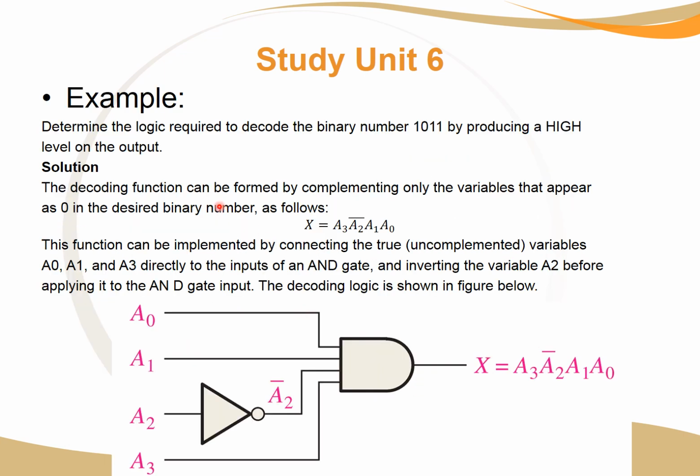So now I have another little example. We have to determine the binary number 1001 by producing a high level on the output. So we write down what we need, and then we say, okay, this must be a 1, and there must be a 1, and that is a 0. So we invert only the A2 into the 4-input AND gate. So you have an AND gate with the number of inputs matching the number of bits, so it's a 4-input AND gate, and only when this code is passed as the inputs, it will be a high value.